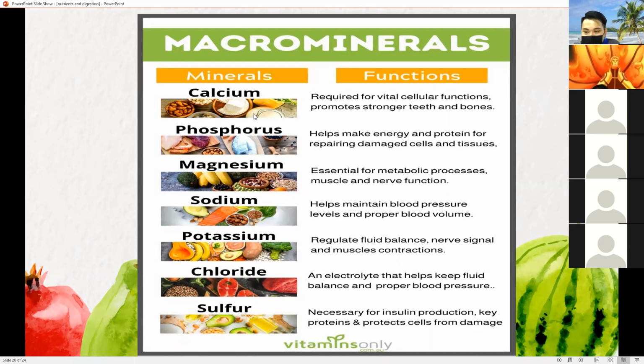So what is carbohydrates? Can you give me the meaning? Carbohydrates are the body main source of energy. Okay, good. Can you give me examples of carbohydrates?